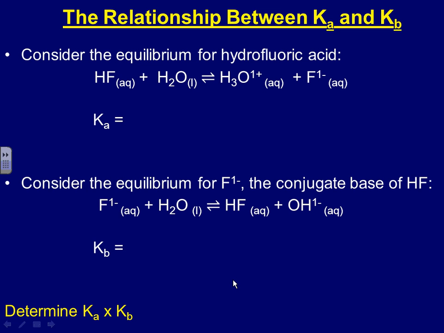Okay, so what we want to talk about now is the relationship between the Ka of a weak acid and the Kb of its conjugate base. I will show you the relationship here with an example using HF as my weak acid, and then obviously F minus as the conjugate base. Eventually, I'm going to ask you to take a look at your Ka-Kb data sheet to check the relationship. So if you have that nearby, that would be great.